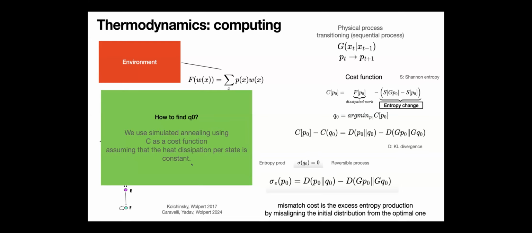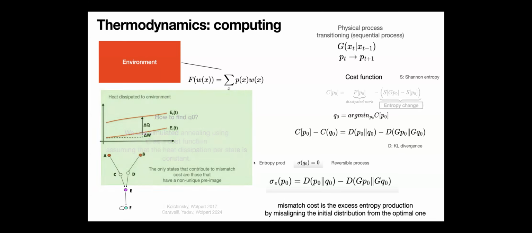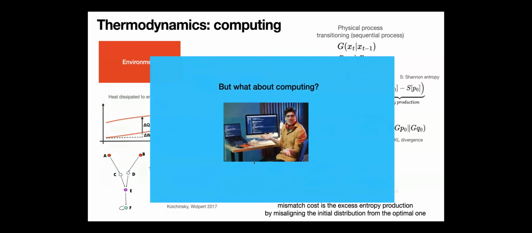Given this assumption, we'll use simulated annealing to find this Q0, by using this cost function as an effective energy, then reducing temperature as a function of time and doing random changes on the states to try to find the Q0 on the distribution. These are heuristics, but it works fairly well in practice, at least for small systems. But what about computing?